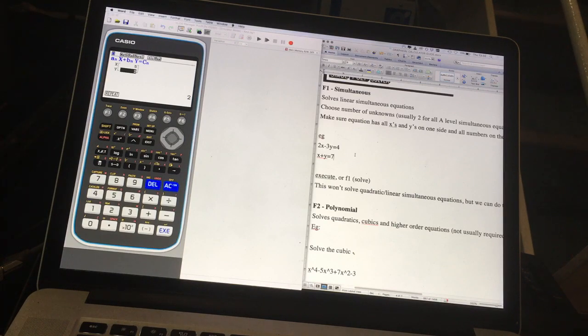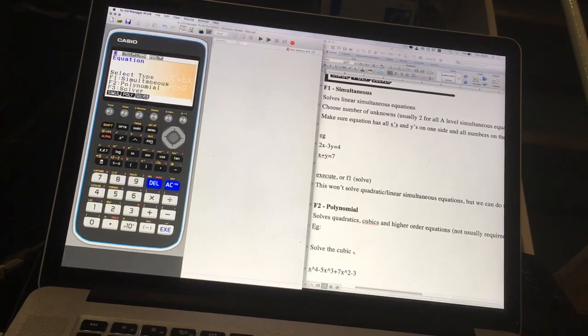If you did want to solve a quadratic and a line, the only way to do that is to plot it as a graph, but I'll show you that in a minute. So you can do non-linear simultaneous equations, but you've got the extra step of plotting a graph and analysing the graph. So it'll do a lot more than what it does here, but in this menu you can only do linear equations.